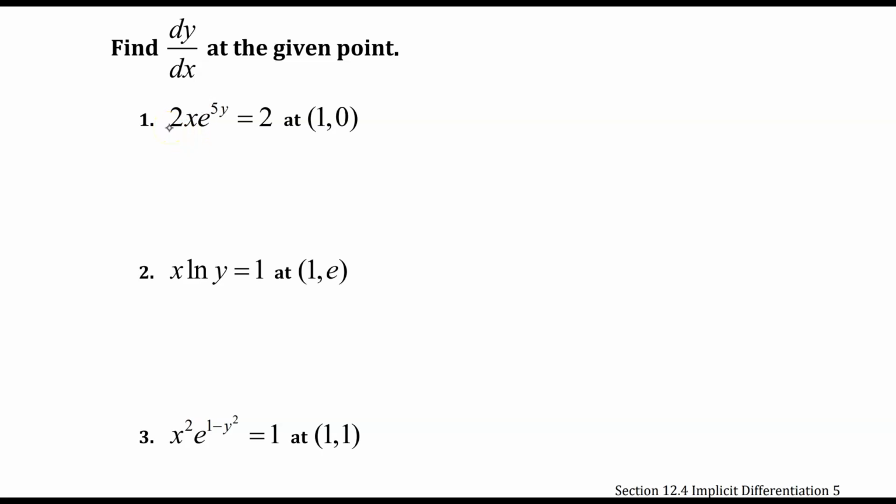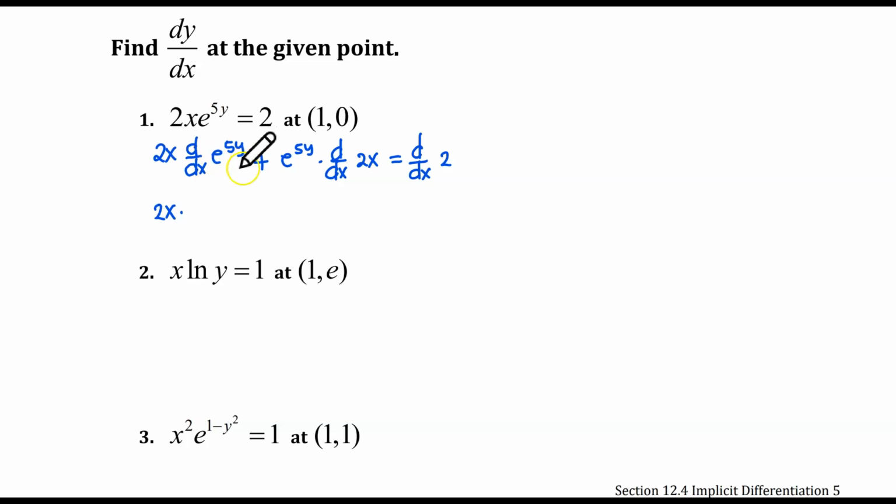So we have 2x. You copy 2x, and then differentiate with respect to x e to the 5y, plus, copy e to the 5y, and then differentiate 2x. The derivative of 2x. And then this is equal to the derivative with respect to x of 2. Now, this is equal to 2x.